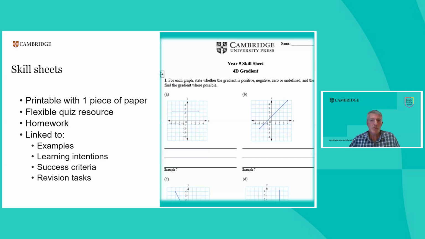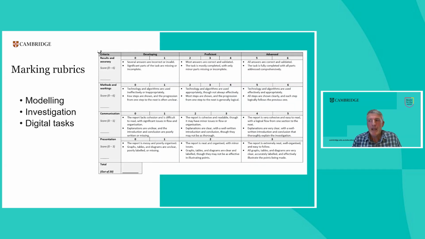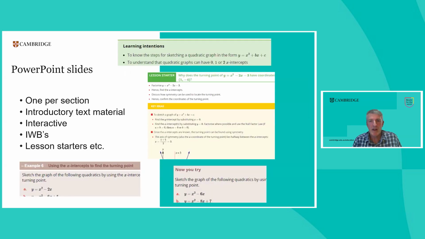One brand new resource, which we're developing and have developed for core, is the skill sheet. One printable skill sheet, one piece of paper, two sides mainly, that teachers could use as a short quiz, end of lesson, start of the lesson, or even a homework quiz. And these questions are strongly linked to text examples and success criteria. The marking rubrics have been developed for all the investigations, the modelling, the investigation tasks, and the digital tasks that I mentioned earlier. They are in Word format, so teachers can adjust it like many of the other resources available.